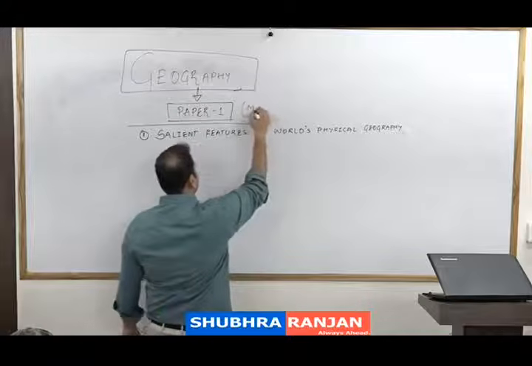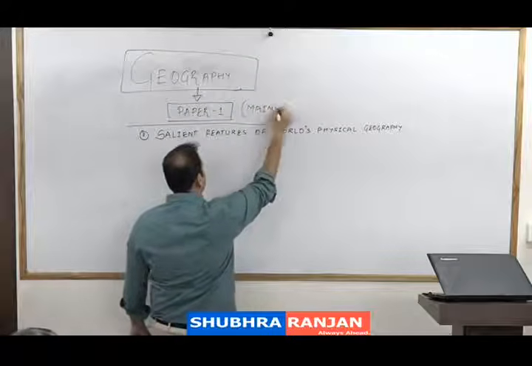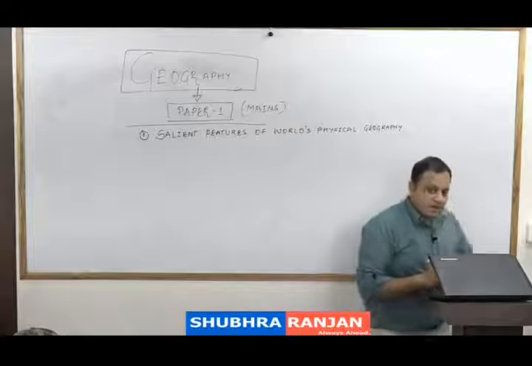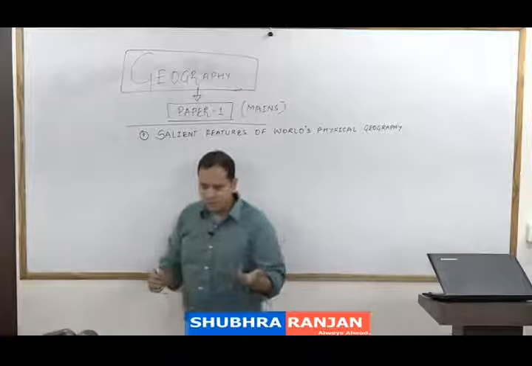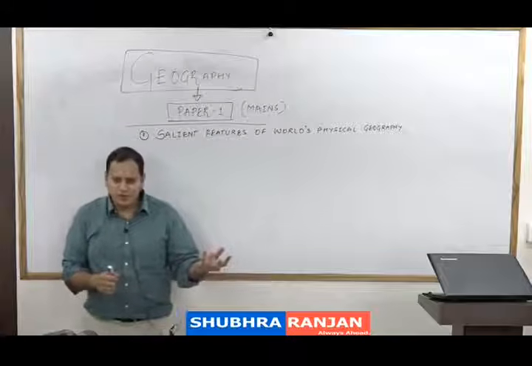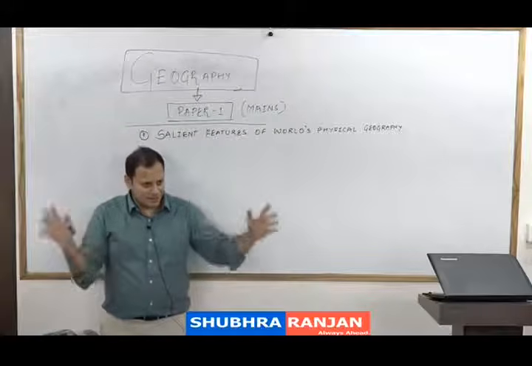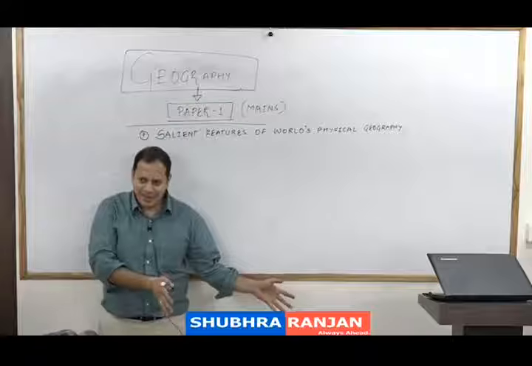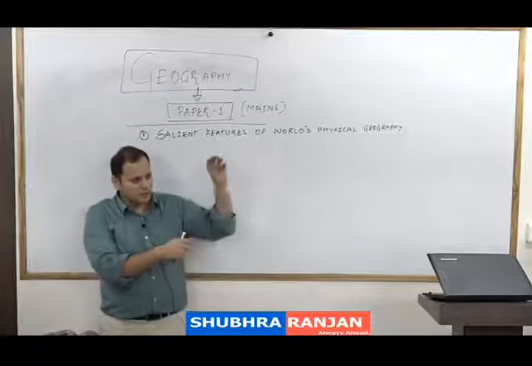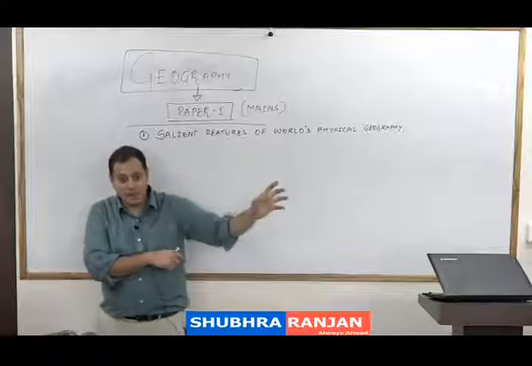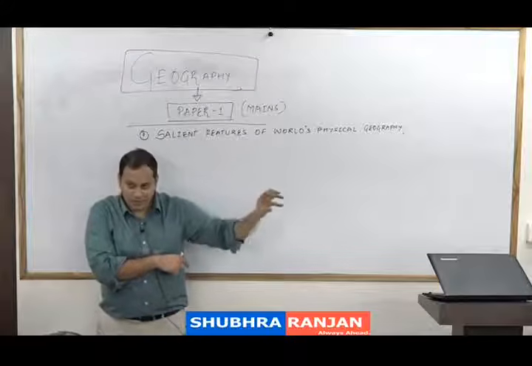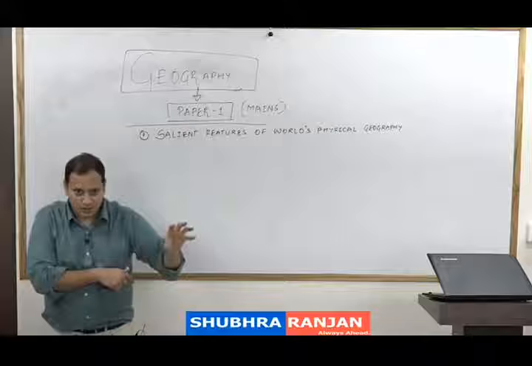This is the mains syllabus. This is not the prelims syllabus. The first part of our syllabus says it is the salient features of the world's physical geography. What do you mean by physical geography? It means the earth on which we are staying. It also means mountains. It also means the rivers which are flowing. It also means the surrounding air, that is the climate. If you are living in the coastal region, it also means the oceans or the waters which are present.